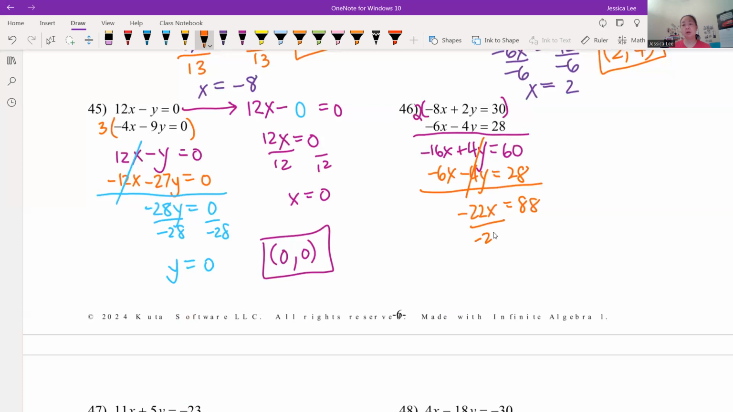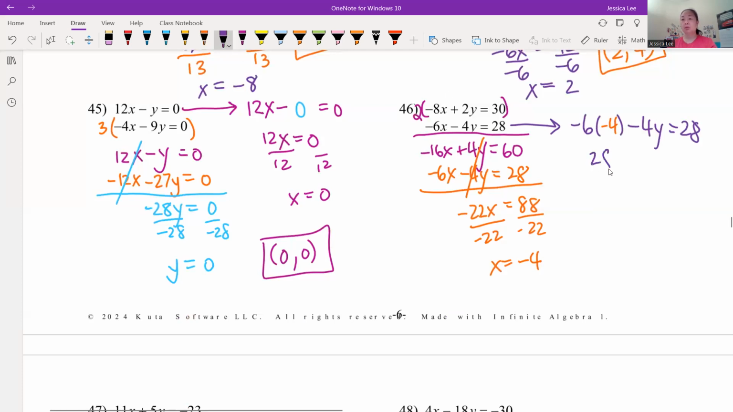Ooh, what's it going to be? Divided by negative 22. X is equal to negative 4. All right, I'm going to plug that into the bottom one. Honestly, it doesn't really matter because it's going to be the same difficulty level. So negative 6, instead of x, we're going to put a negative 4. Minus 4y is equal to 28.